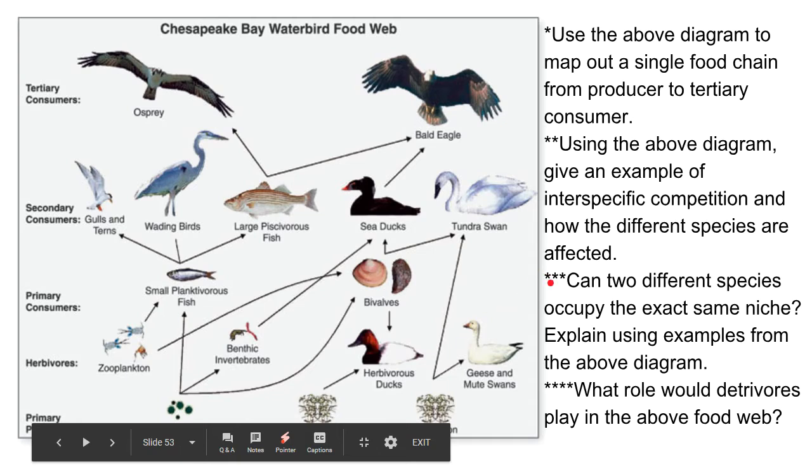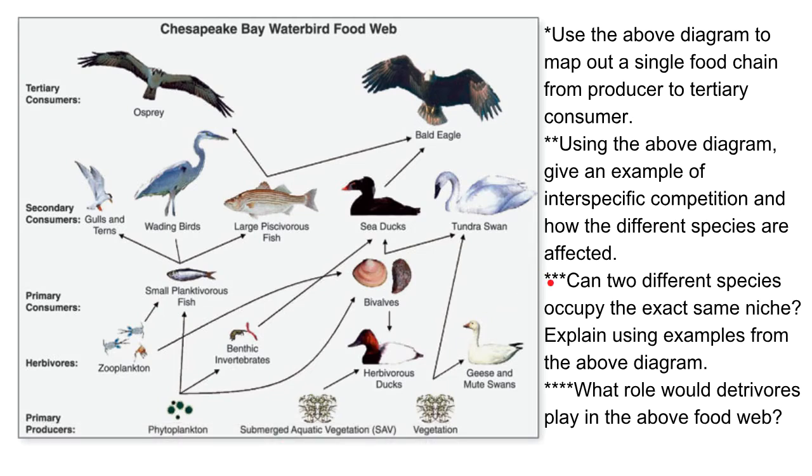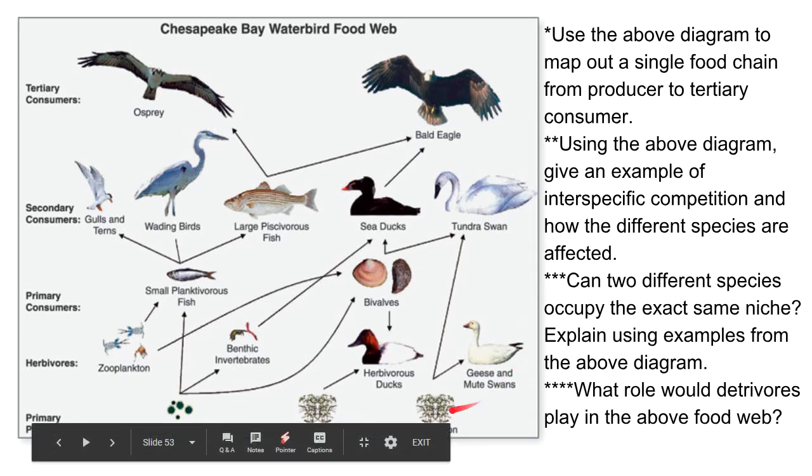So, food webs. So we have this Chesapeake Bay waterbird food web. So using this diagram, map out a single food chain. Now again, the arrows are pointing from the thing that is consumed to the thing that is eating. So if we are going to map out a single food chain from producer to tertiary consumer, the producers are the plants, right? So we can start down here and we pick one of these.